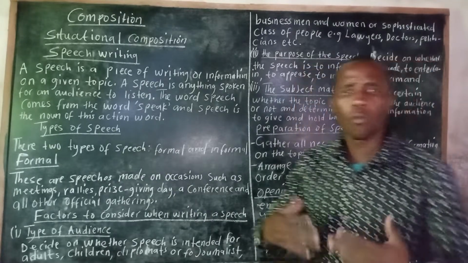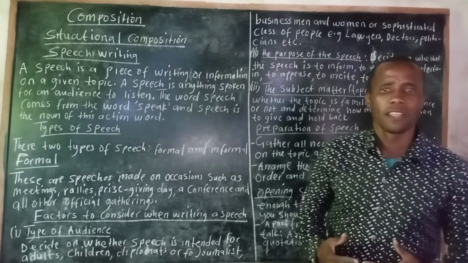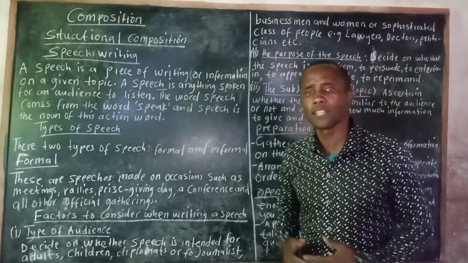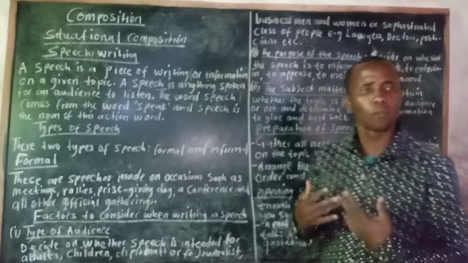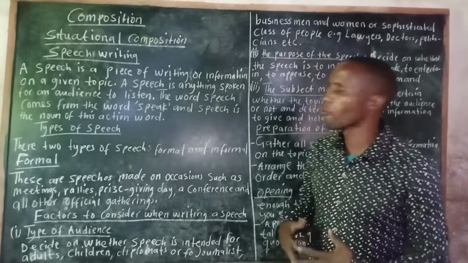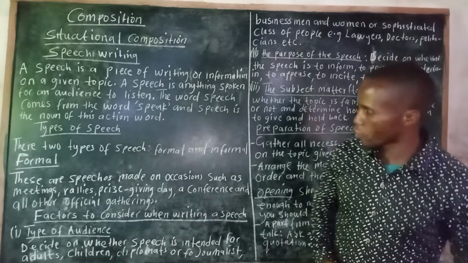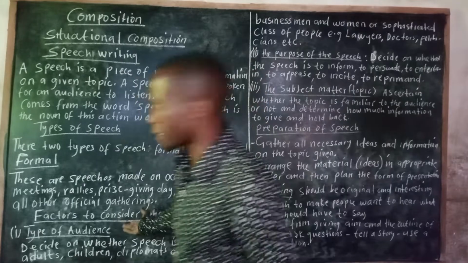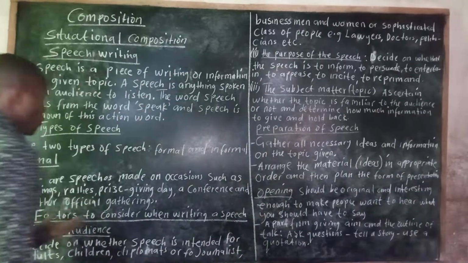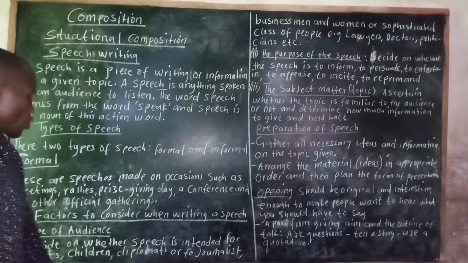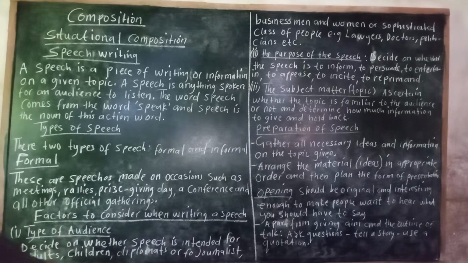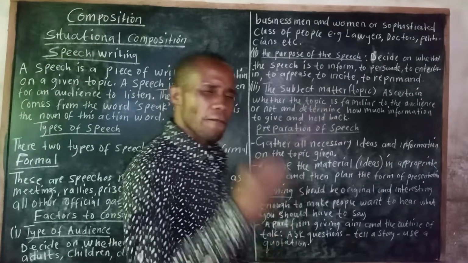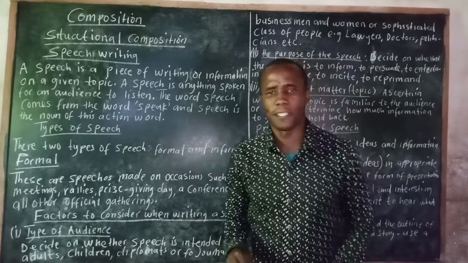So now, what are some of the things or items that you must know or you should put into consideration for you to write a proper speech? So let us look at the factors. Factors to consider when writing a speech. One, type of audience. So the first one is the type of audience.